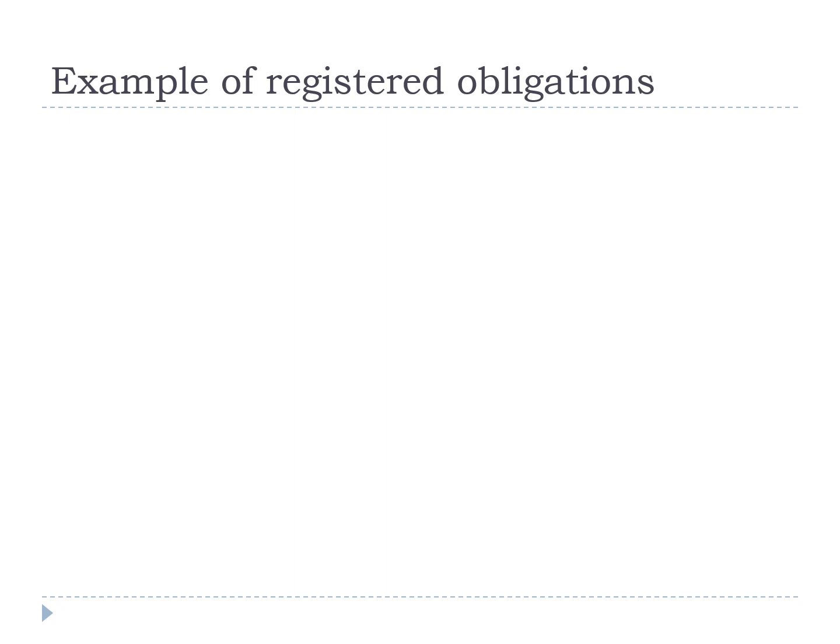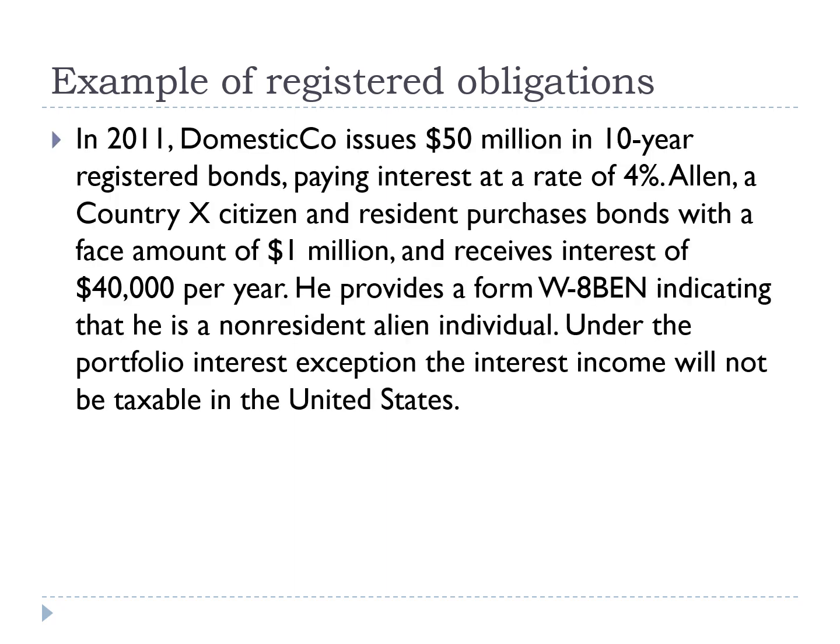Here's an example of a U.S. corporation that issues registered obligations. In 2011, Domestico issues $50 million in 10-year registered bonds, paying interest at a rate of 4%. Alan, a country ex-citizen and resident, purchases bonds with a face amount of $1 million and receives interest of $40,000 per year. He provides a Form W-8BEN indicating that he is a non-resident alien individual. Under the portfolio interest exception, the interest income will not be taxable in the United States.